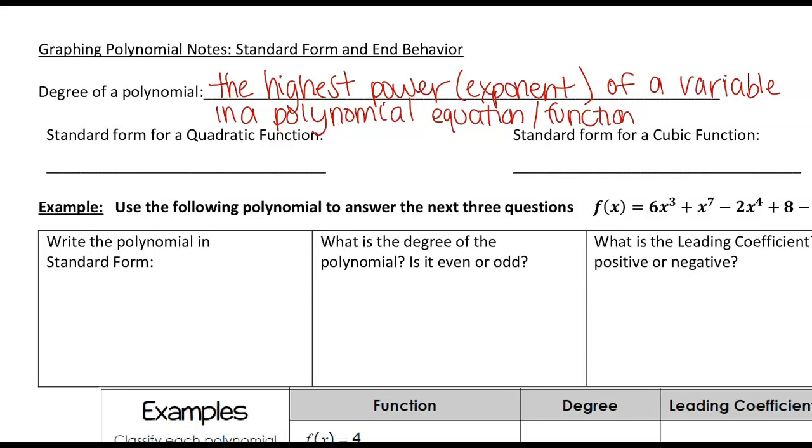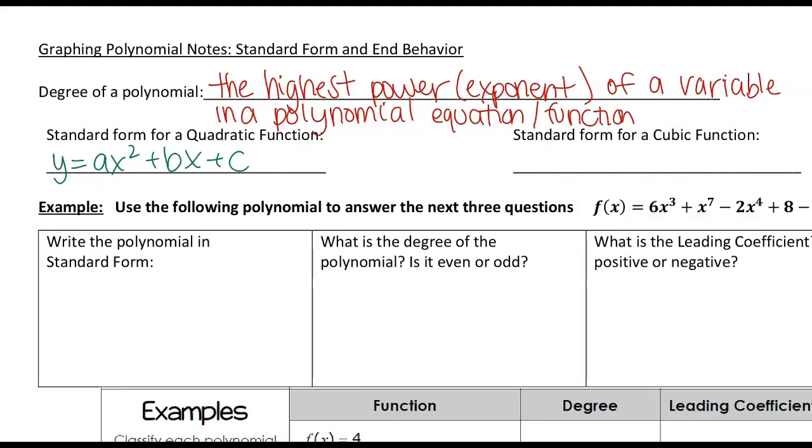So when we're graphing polynomial equations, it's technically not just one polynomial. There's infinitely many. You can have x to the first power, which we know is just a linear function. X squared is a quadratic function. So standard form for quadratic is technically y equals ax squared plus bx plus c. That's what a quadratic function in standard form looks like.